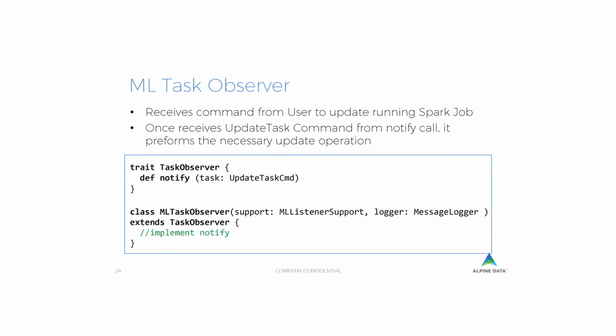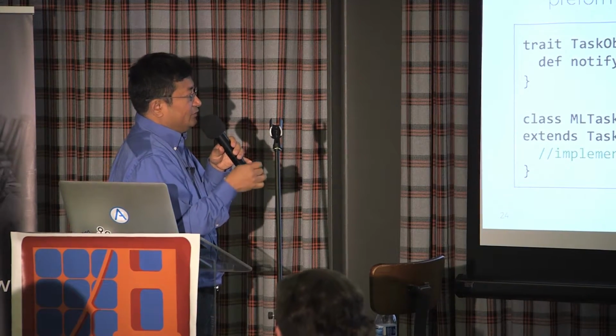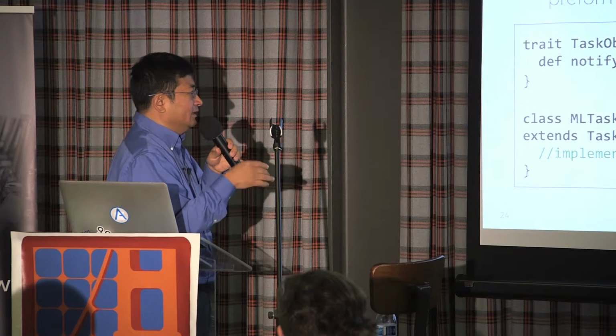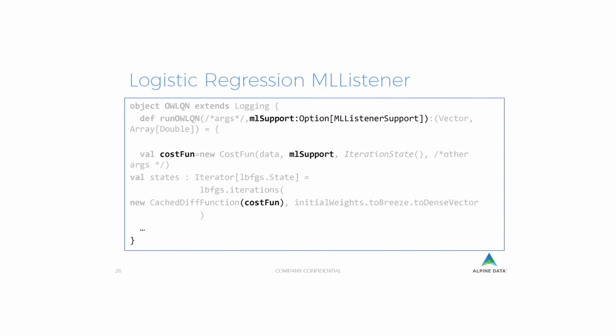The task observers, unlike the listeners which are sending messages out, are receiving messages. In this case, we want to receive a message like, for example, to stop the visualization or stop the iterations, so you can collect the information. The task observer is, again, a very simple interface which has only one method, notify, and you can implement different ones. So I'm going to skip logistic regression.